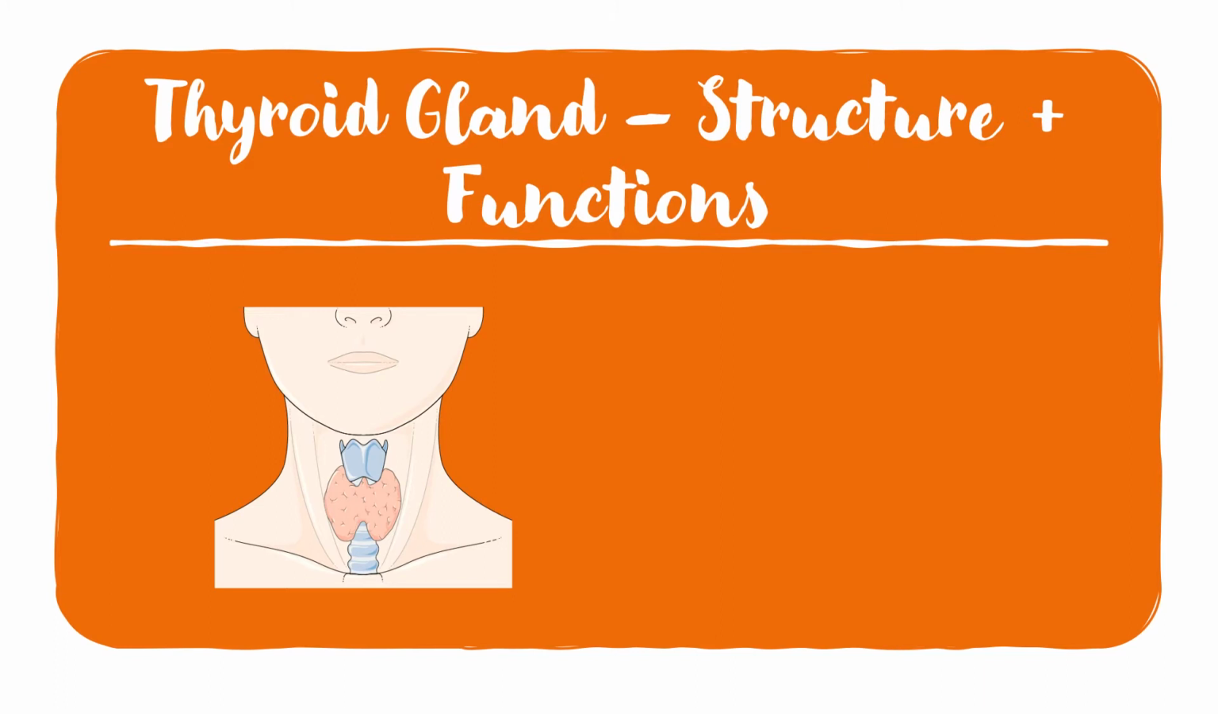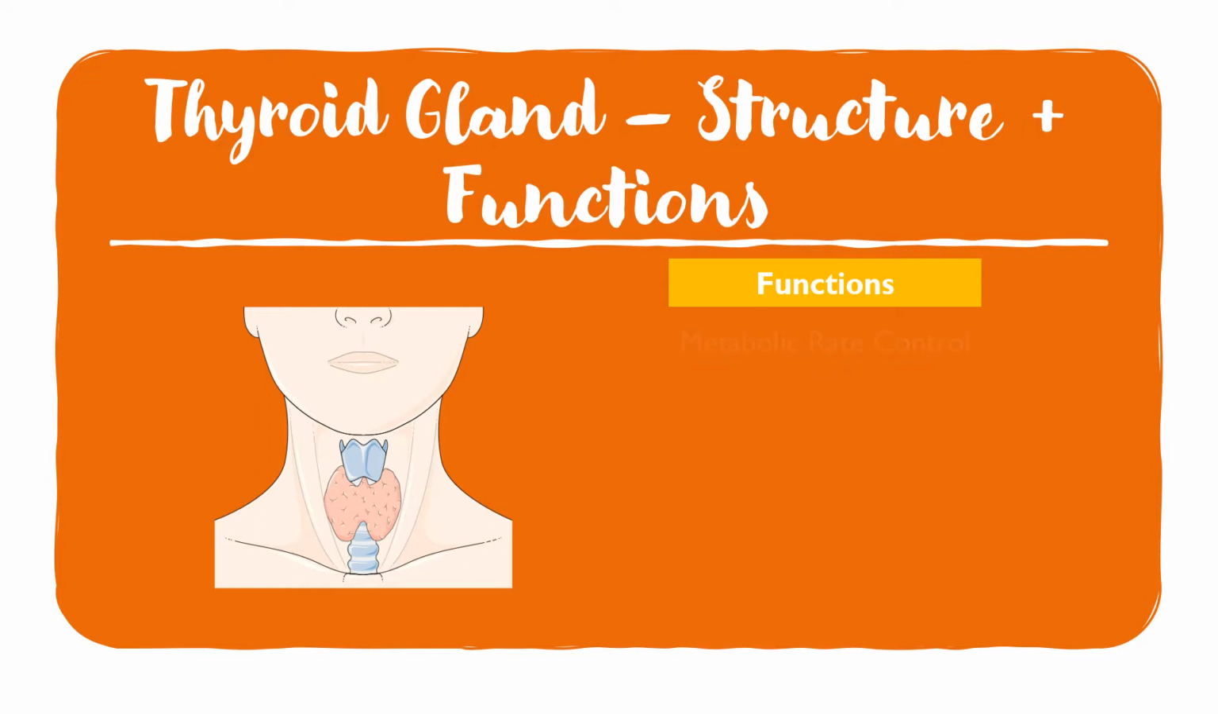So I think that the best place to start is by first of all looking at the structure and functions of the thyroid gland. So as you can see from this diagram on the left, the thyroid gland is a lobe-shaped structure which sits directly in front of the trachea and below the larynx. And it has multiple functions.